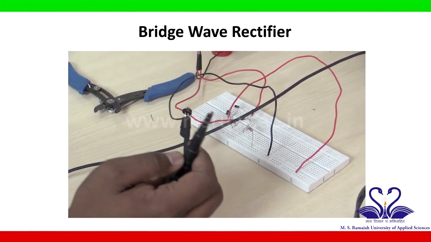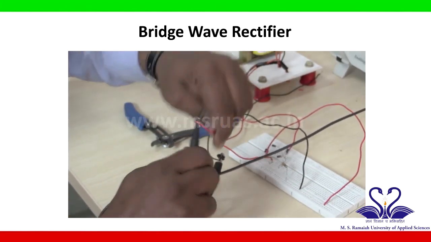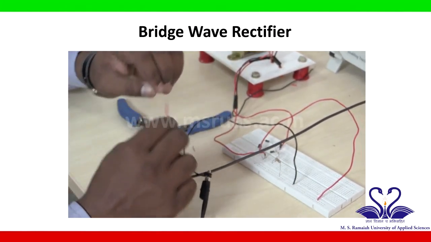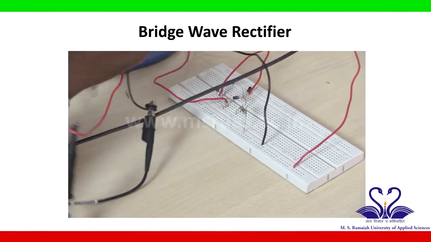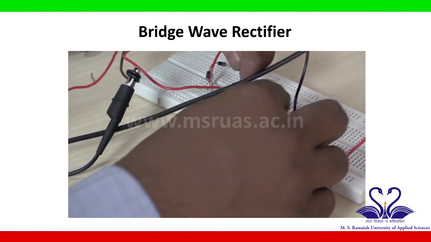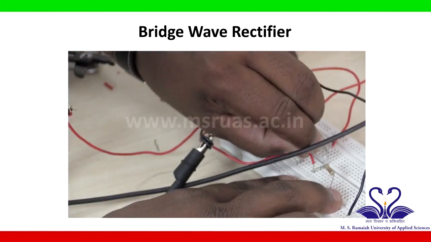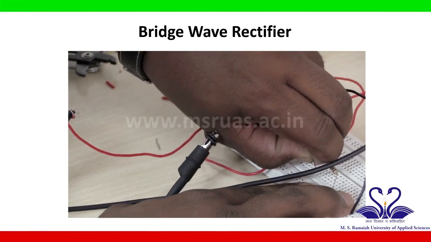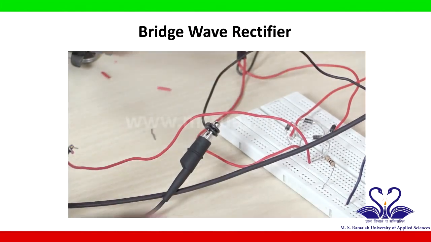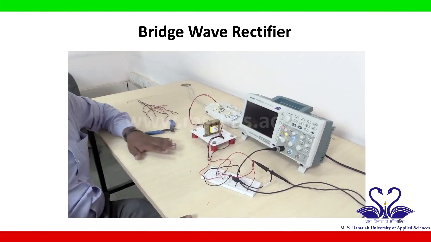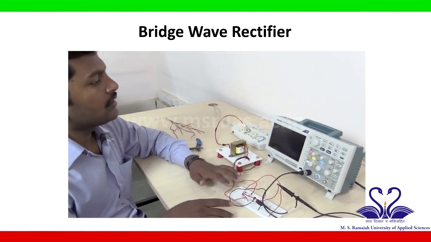And the positive terminal of the oscilloscope probe is connected to the N and N shorted end or the resistor's other end, which is here in the breadboard. I will connect to this point. Now we have finished the circuit connection of a bridge wave rectifier without filter.